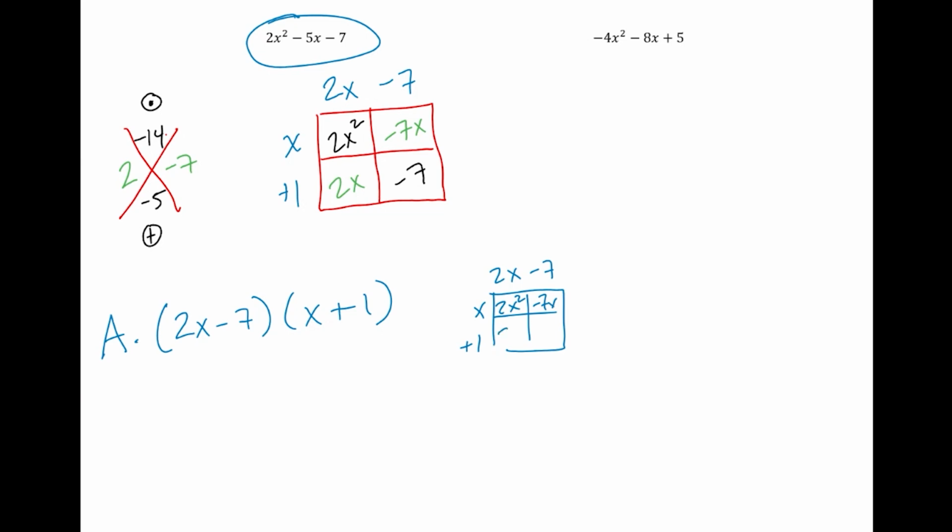And what you're going to see is that if we combine our like terms here, we get 2x squared minus 5x minus 7, which is what the original problem was. So I just want you to go into that test understanding that, hey, if I don't remember how to factor, you can still get this one right. You just work backwards from the answer choices.